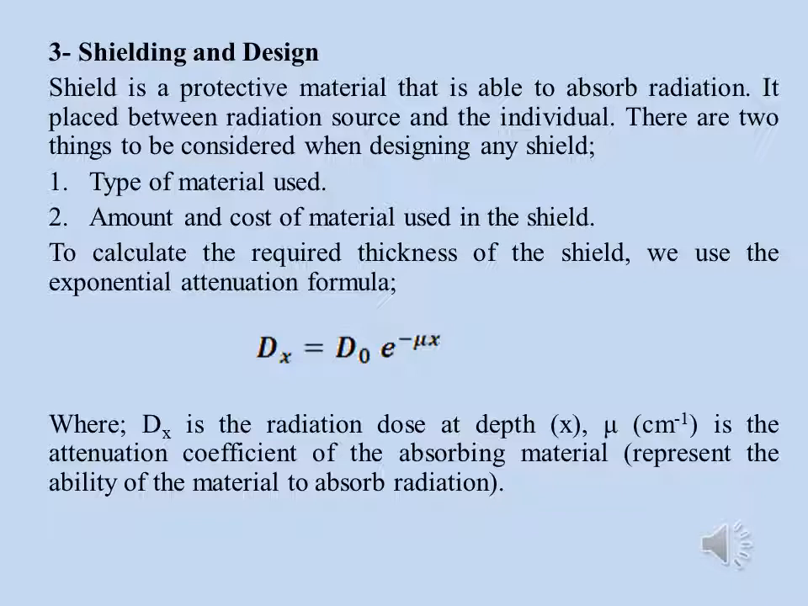To calculate the required thickness of the shield, we use the following exponential attenuation formula: d sub x equals d sub 0 multiplied by the exponential of minus mu multiplied by x, where d sub x is the radiation dose at depth x, and mu, in centimeter to the power of minus 1, is the attenuation coefficient of the absorbing material, representing the ability of the material to absorb radiation.